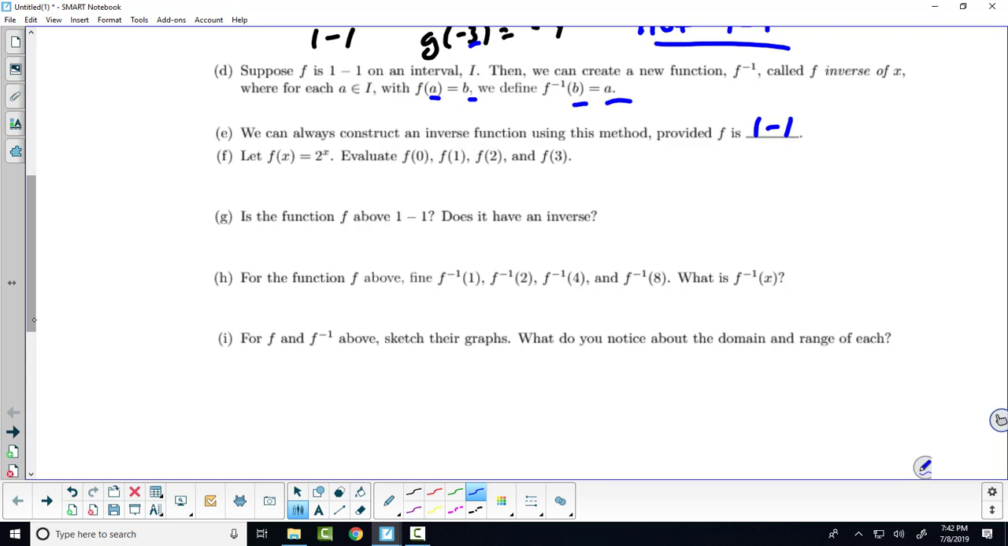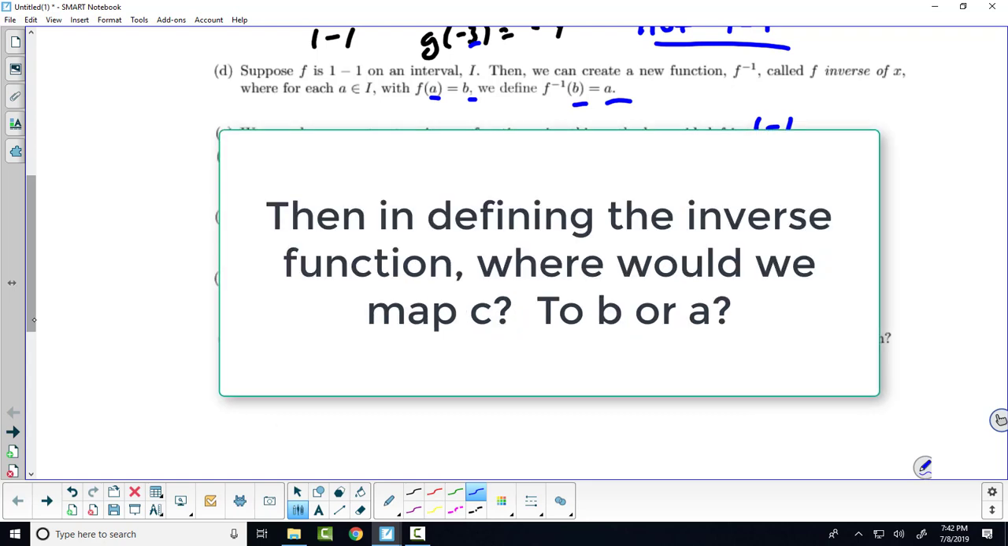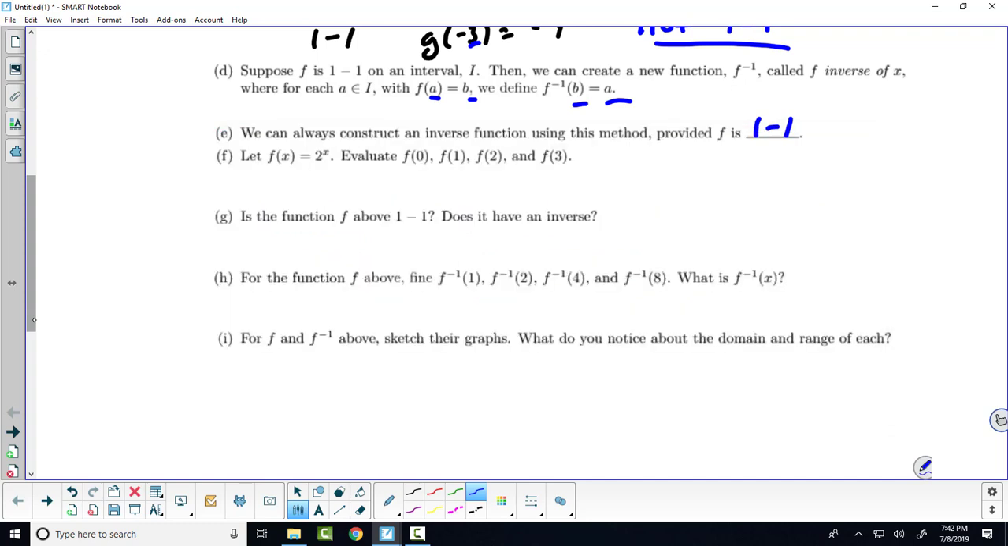Anyone know why that's true? Why do we need it to be 1-to-1? Why couldn't we just always say map it back to where it came from? Yeah, so let's say f of a is equal to c and f of b is equal to c. Then when I go to define the inverse, where should I send the inverse to? Both a and b? Well, then it's not a function, right? So that's why we needed it to be 1-to-1.